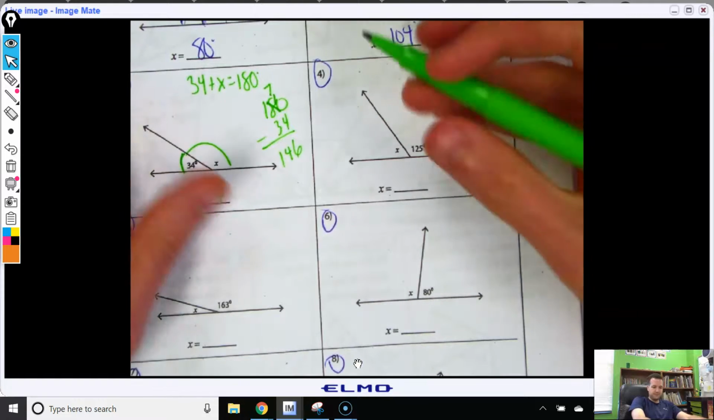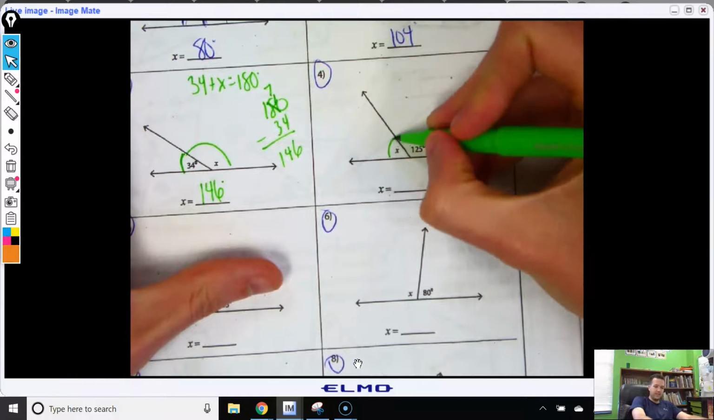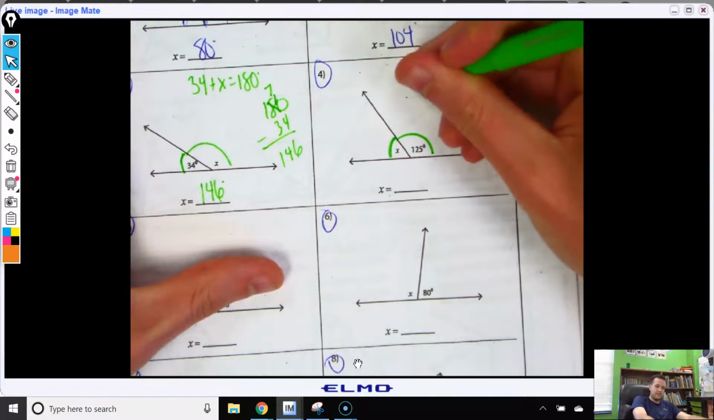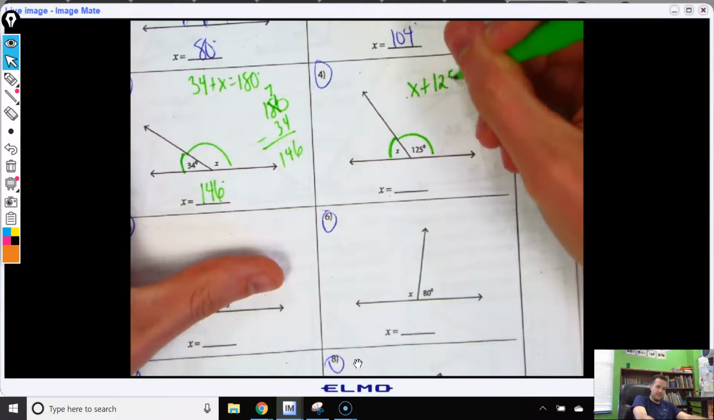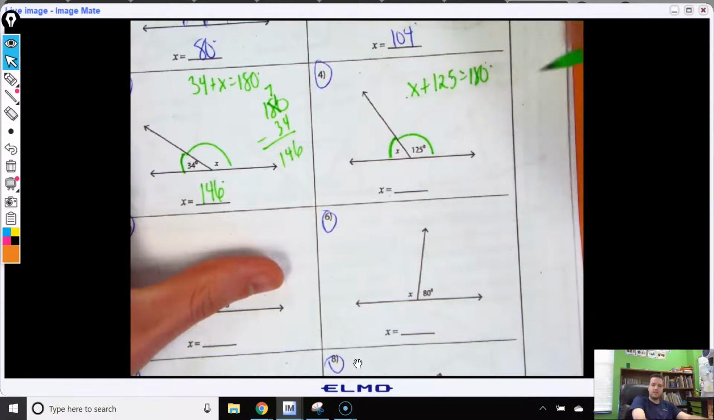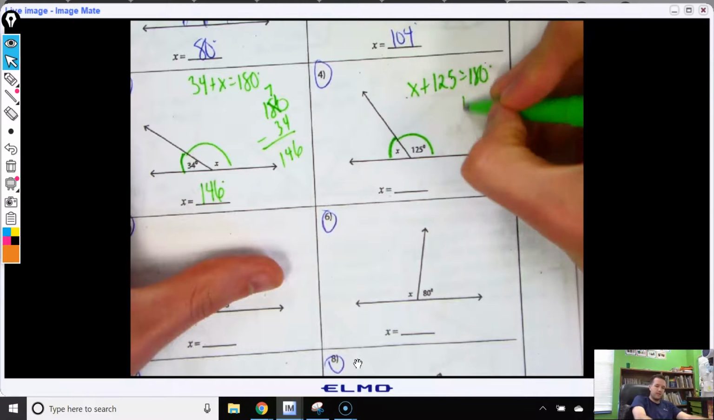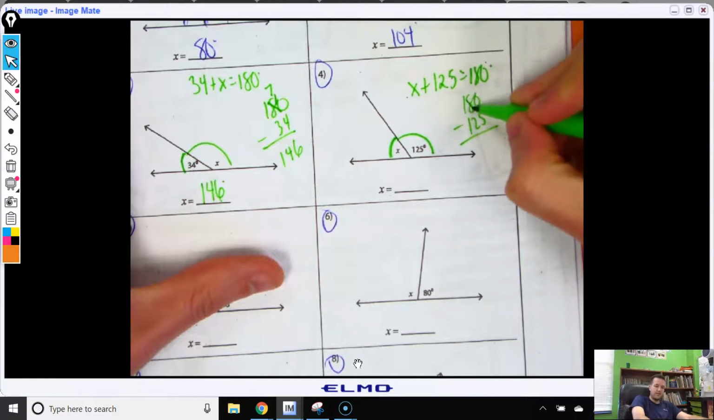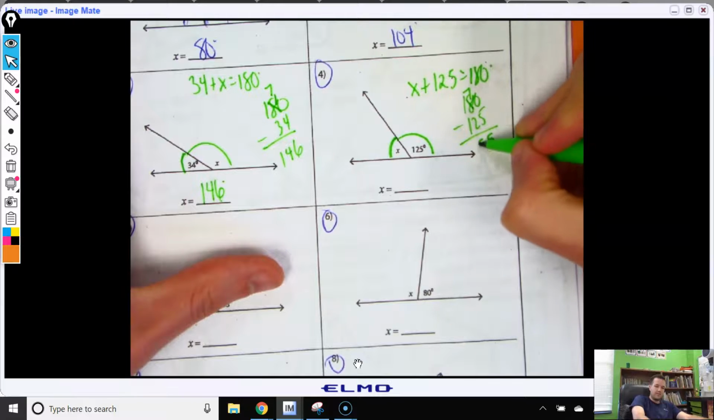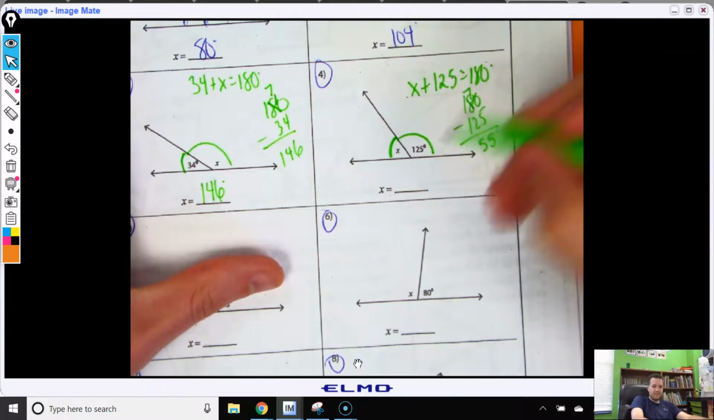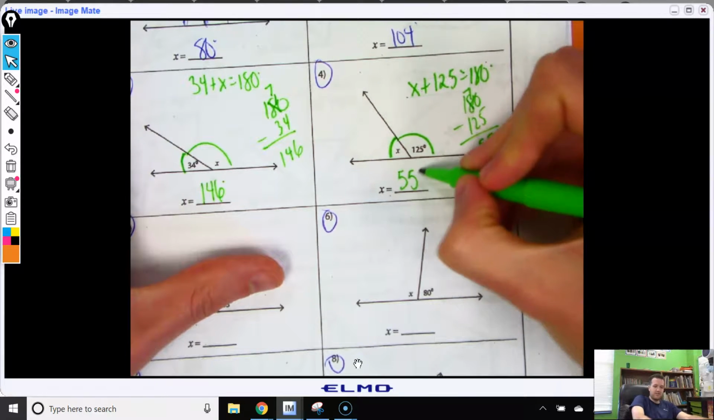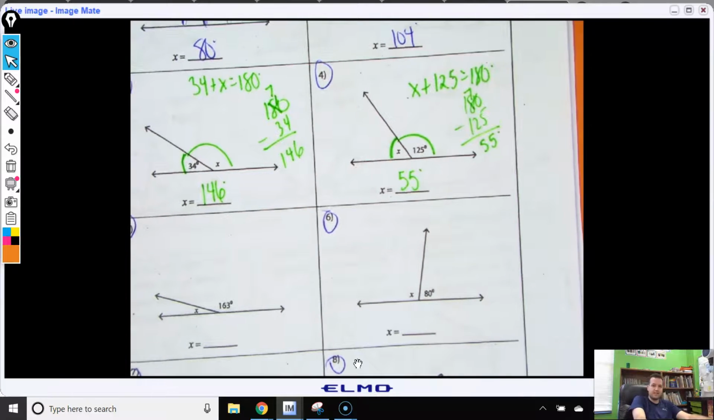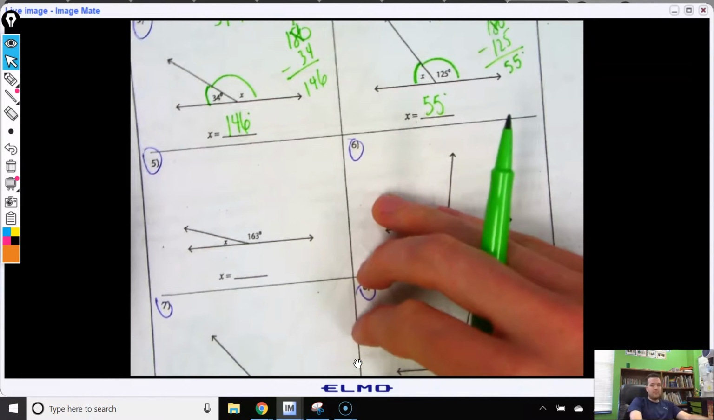Number 4, angle x, which I can already tell is acute, plus 125 equals 180 degrees. Solving for x, I do the inverse operation. 180 minus 125. Looks like I'm getting 55 degrees. Makes sense because at the beginning of the problem I said, hey, I think that's an acute angle, right? That's less than 90.